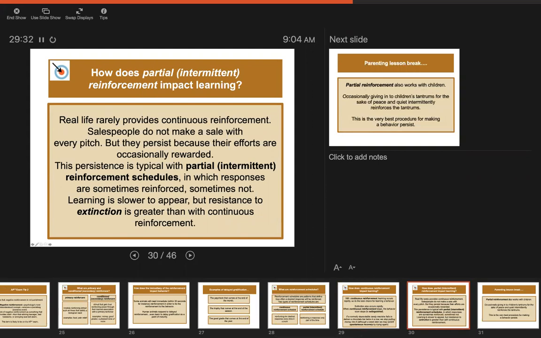Real life rarely provides continuous reinforcement. Salespeople do not make a sale with every pitch, but they persist because their efforts are occasionally rewarded.